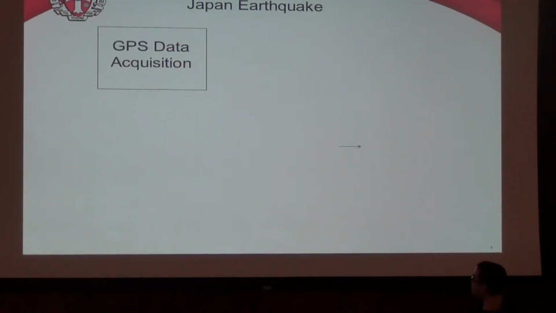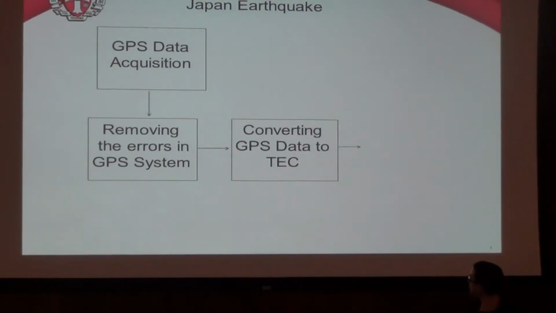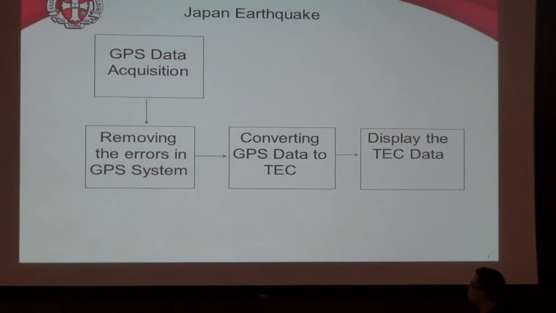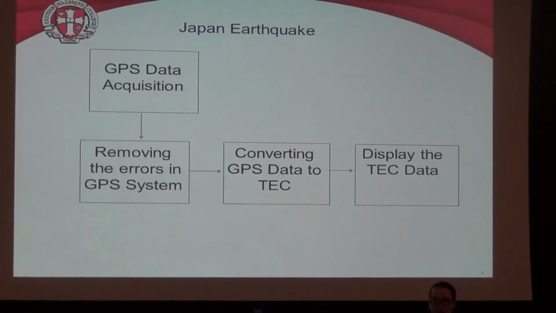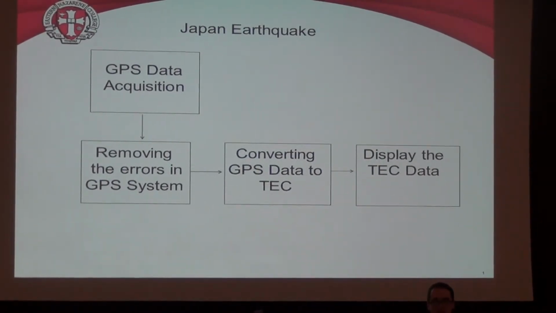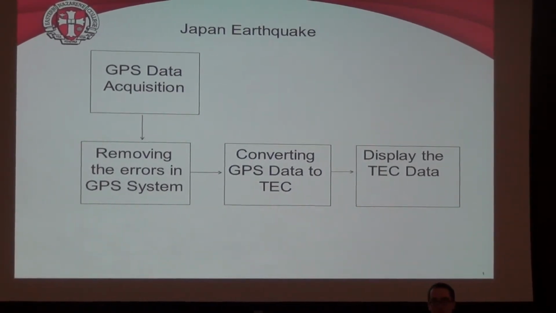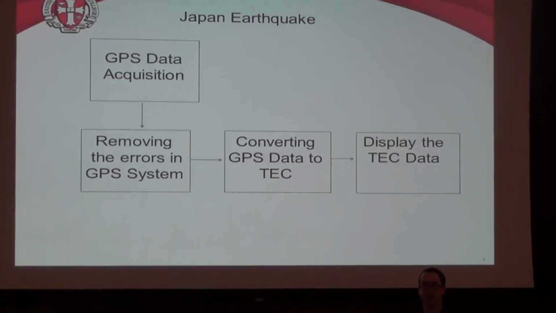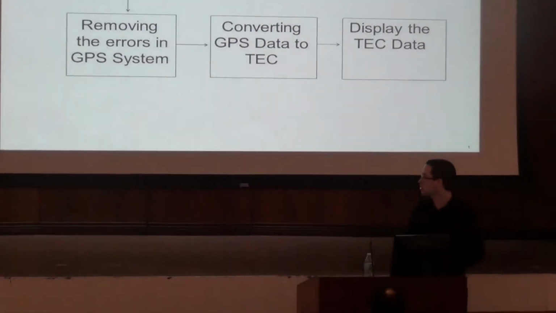So this is basically my block diagram. Basically, I go to GPS acquisition, then I remove the errors from the GPS system, then I convert that into total electron content, and then I display the results.